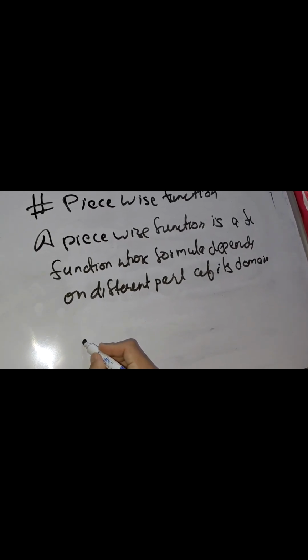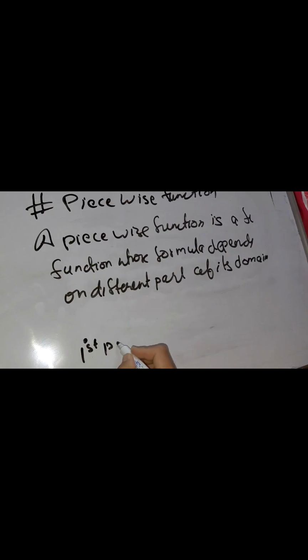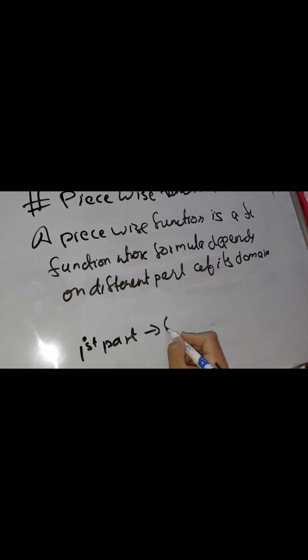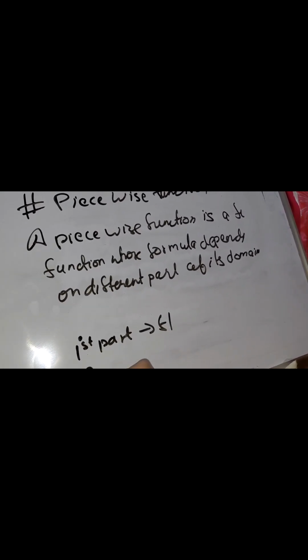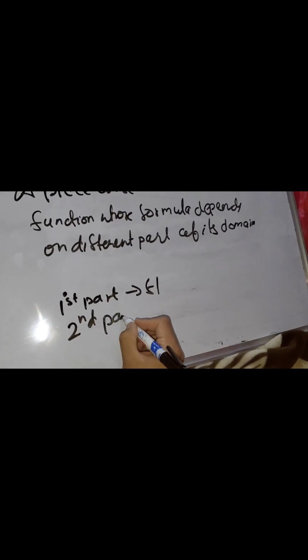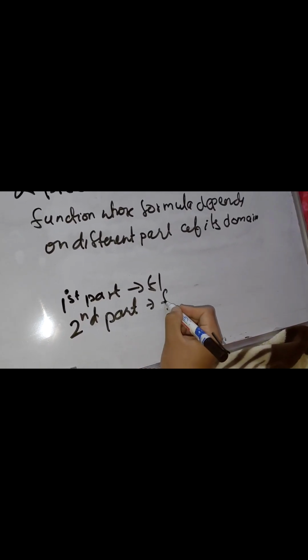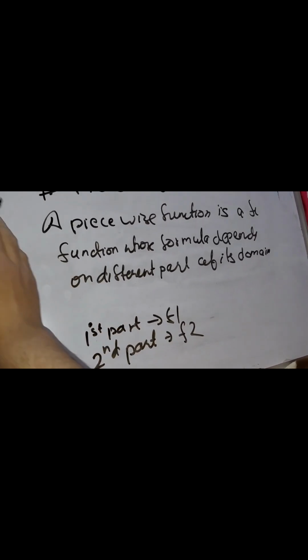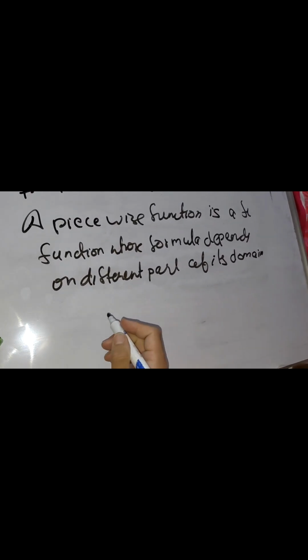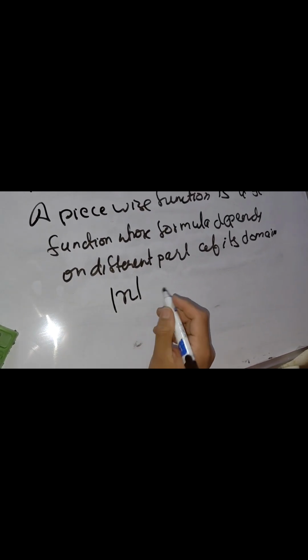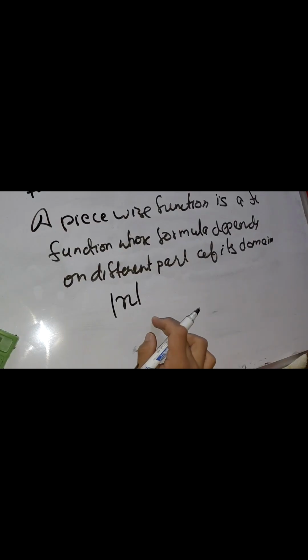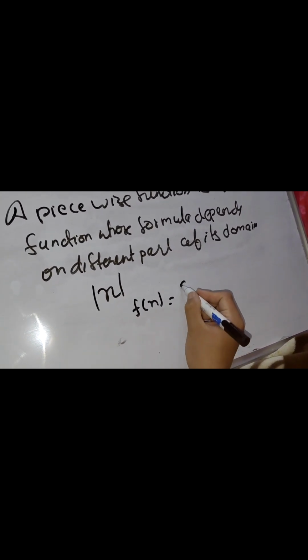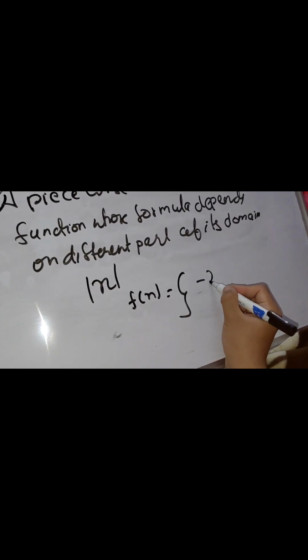मतलब domain को एउटा part, first part मा formula 1 होला, second part मा formula को 2 होला. Simple as that, not a big deal. अब इसको example राम्न चाहियो भन्न त भन्यो. Example के होला mod x. Mod x example because we know f of x हुन्छ नि is equals to minus x.